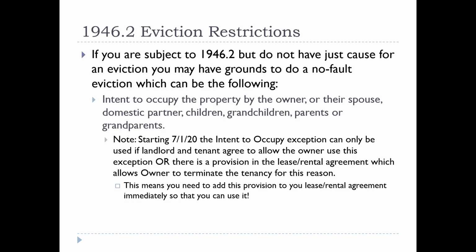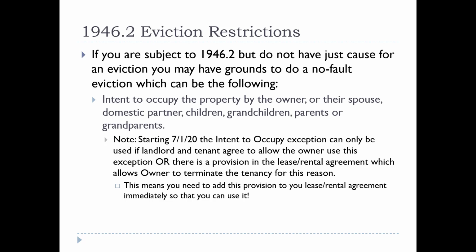Okay, so what happens if you don't have just cause for an eviction? Well, you're in luck. There are three main reasons that you can do an eviction without cause, and we'll explain them here. If you don't have cause, the long story of it is you will have to provide your tenants a one month's payment of their rent for moving assistance, and we'll cover that shortly after going over the grounds for no-fault evictions. One of them is the intent for either the owner or their spouse or domestic partner, child or grandchild or parents or grandparents to move into the property.